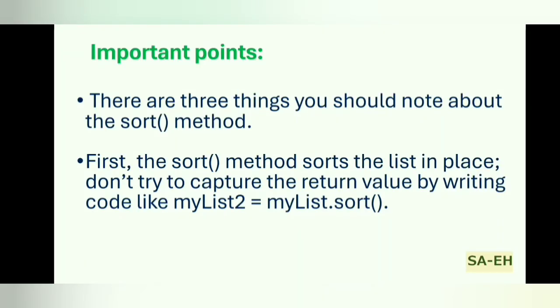There are 3 things you should note about the sort method. First, the sort method sorts the list in place. Don't try to capture the return value by writing code like myList2 equals myList.sort. That means the return value of the sort method is None. The sort method does not create a new list, rather the list is modified in place.